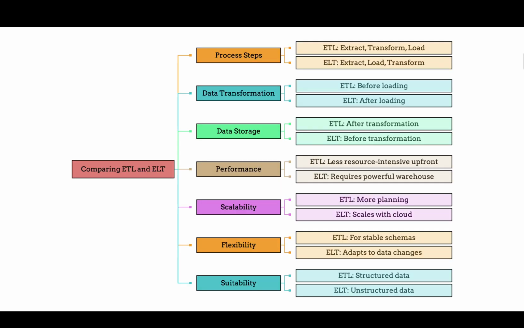Comparing ETL and ELT. 1. Process steps. ETL: extract, transform, load. ELT: extract, load, transform. 2. Data transformation. ETL transforms data before loading into the warehouse. ELT transforms data after it is loaded into the warehouse.